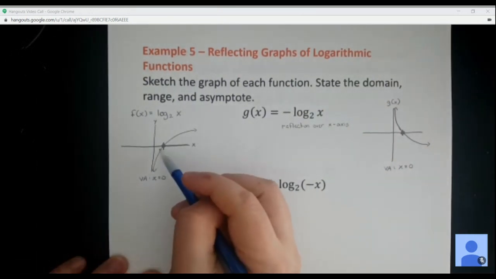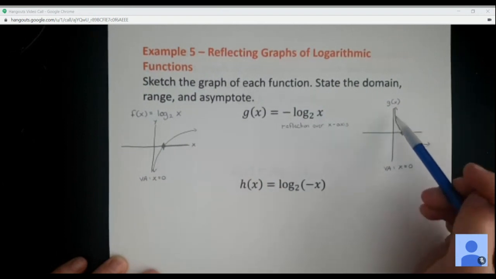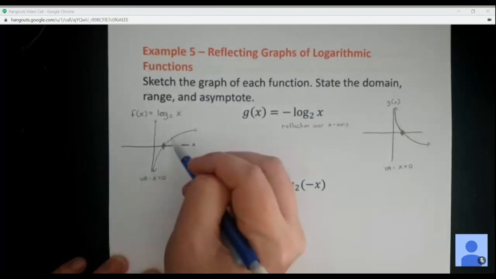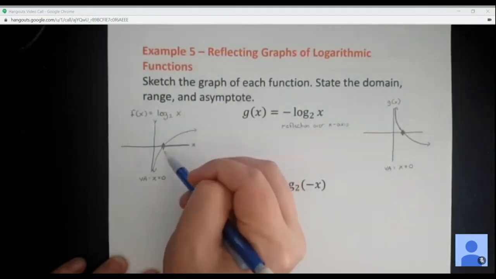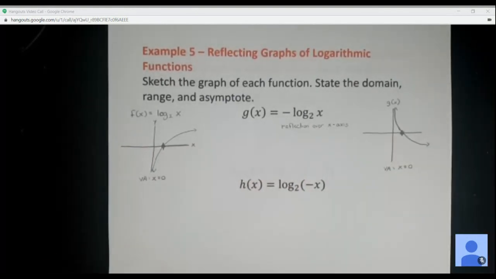Okay. So again, this piece down here gets reflected up here. That gives us this piece up here. And then this piece that's going like this is going to get reflected down here. And so that's what gives us this piece right here. But again, the x-intercept does not change. Asymptote does not change. We're just approaching that asymptote in the opposite direction now.